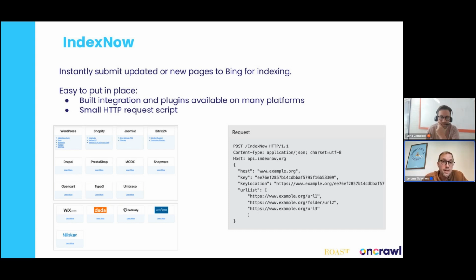for indexing. Also, it's easy to build a script. It's an HTTP request, and you can do that in bulk. So actually, I'm going to publish a small script to do that with Oncrawl, asking IndexNow to index your newest pages from your latest crawl, basically. You've been using that with some of your clients, John?